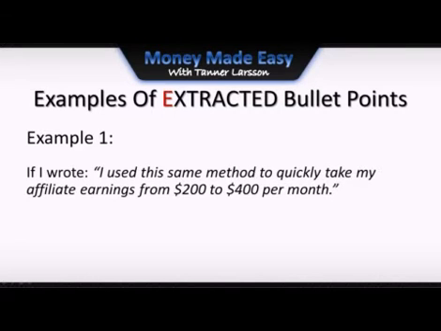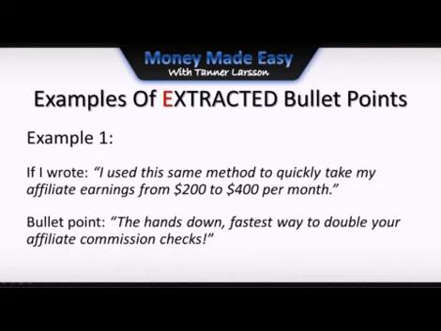So if I wrote, I use this same method to quickly take my affiliate earnings from $200 to $400 per month, okay, I would change the bullet point to the hands-down fastest way to double your affiliate commission checks. Okay, that's more benefit-ridden, it sounds better, it's more exciting, it's more interesting, okay?